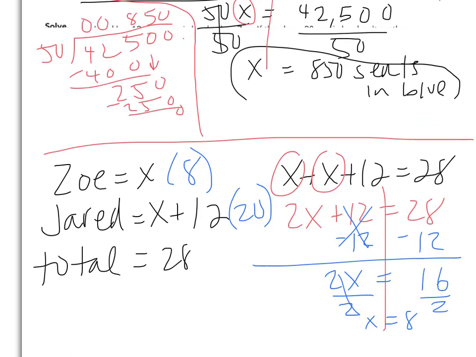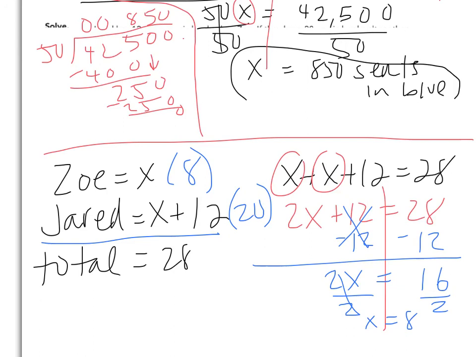All right, so here you go. So it says Jared has 12 more than Zoe, so that means Zoe is X and Jared is X plus 12 because he has 12 more than her. They tell us that the total is 28, so X plus X plus 12 equals 28. I combine my like terms. X plus X is 2X, so I have 2X plus 12 equals 28.